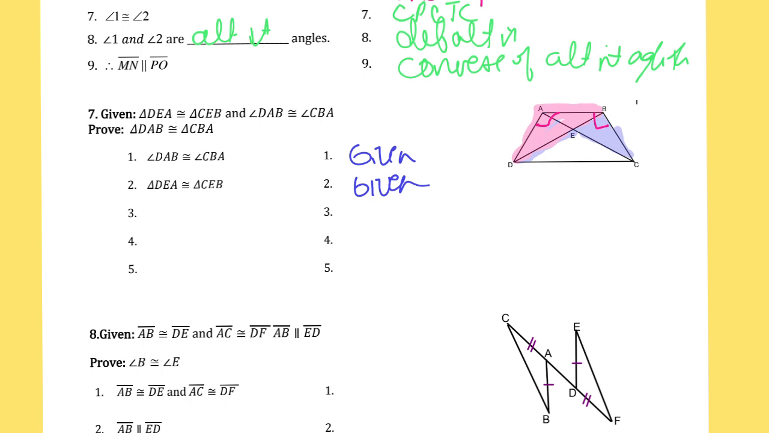Well, I see a common side. AB is congruent to itself, and that's in two of those bigger triangles. So let's use it. AB is congruent to itself.